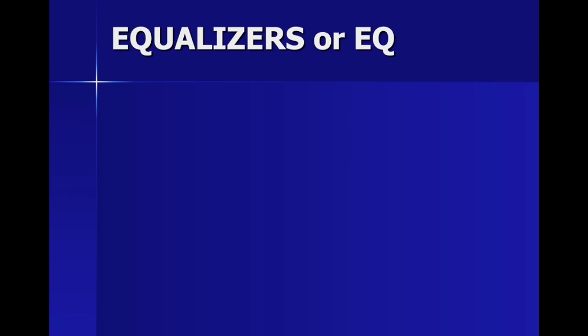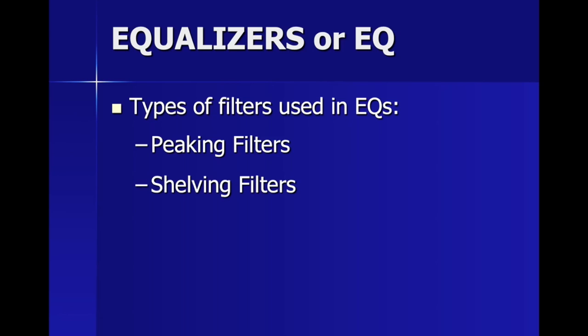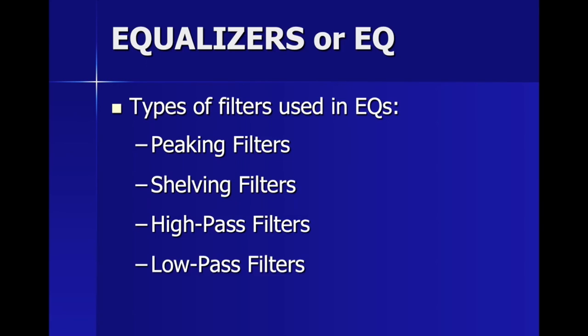Now let's talk about the different types of filters that we use when we are constructing the various types of EQs that we use in our arsenal. So the first kind of filter we'll discuss is the peaking filter. Then we have shelving filters, and we also have high-pass filters, and another filter that you're already familiar with because they are used in synthesizers quite a bit. Analog subtractive synthesizers generally use low-pass filters. So you've already seen that.